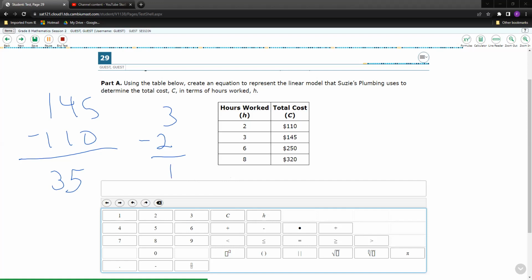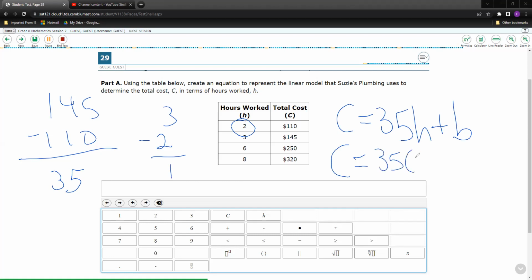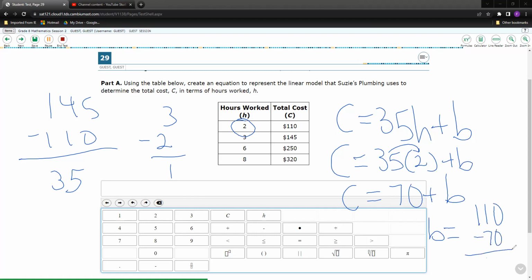Great. So now we're going to say C is equal to 35H, $35 an hour, plus whatever the one-time fee was. C is equal to, let's use 2, and we need to get 110. So 35, the value of H is 2, plus B. C equals 35 times 2 is 70. 70 plus B. B is the difference between 110 and 70. So B is equal to 110 minus 70. So B is 40. There you have it.